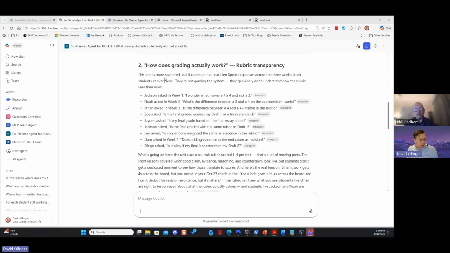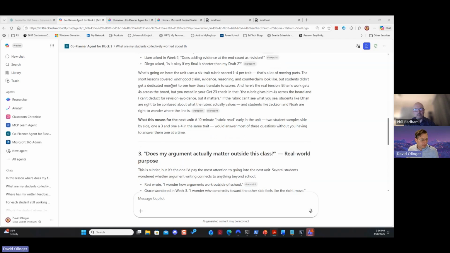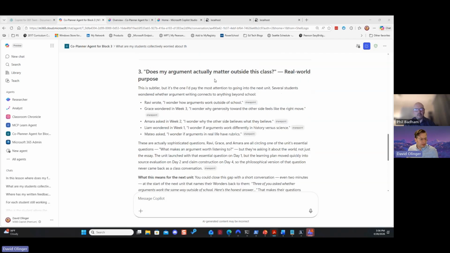How does grading actually work? How does this rubric really work? Students are worried about that. I think that's a common worry. Does my argument actually matter outside of this class? So, real-world purpose. These agents, I think, are some of those powerful tools we can use, because you can train them on the actual data of your classroom, and they can give us really quick feedback that lets us target each student's needs in the classroom.